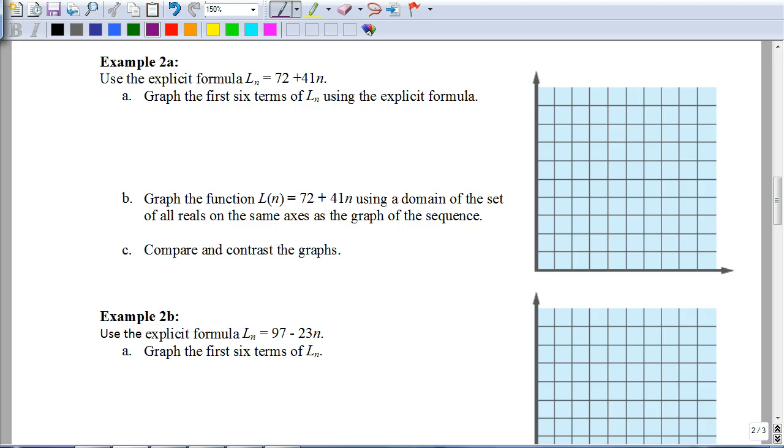Okay, so we looked at recursive formulas. Now we're going to look at graphing an explicit formula. So here they ask us to graph the first 6 terms of the sequence. So what we're going to do is, with the space that they gave us, I'm going to do this horizontally.